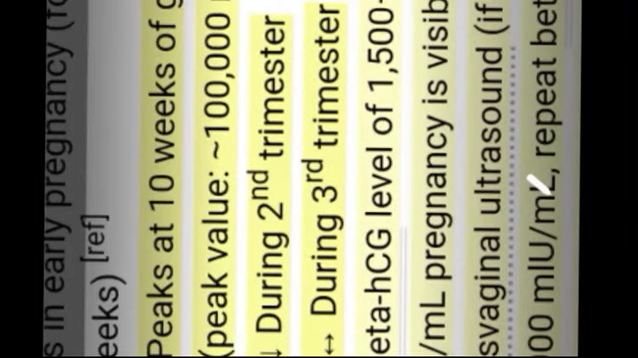Now this is very important. During the second trimester the value goes down. In the first trimester it goes up, in the second it goes down, and during the third trimester it remains constant. A beta HCG level of 1500 to 2000, pregnancy is visible with transvaginal ultrasound. So if the beta HCG level is 1500 to 2000, you can see it on transvaginal ultrasound.